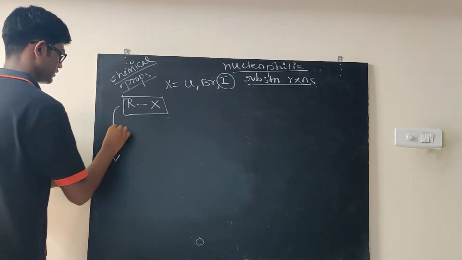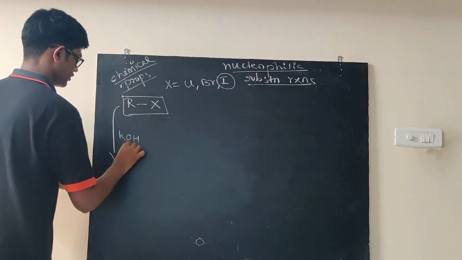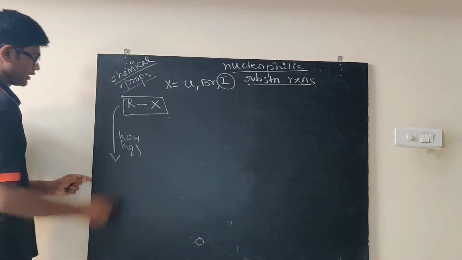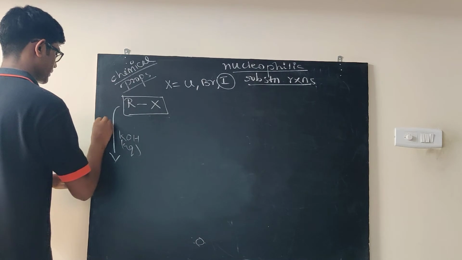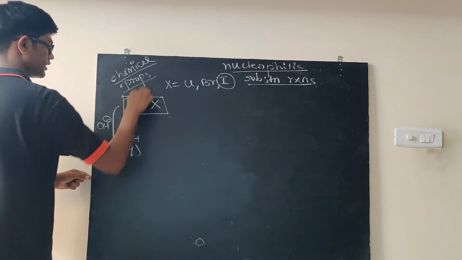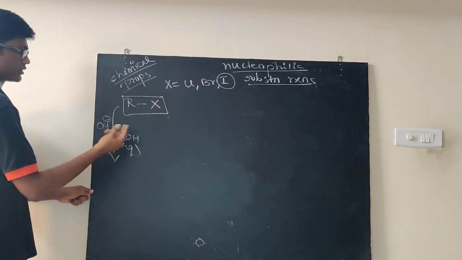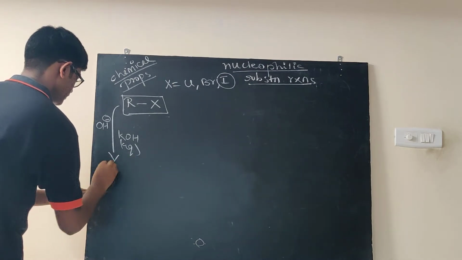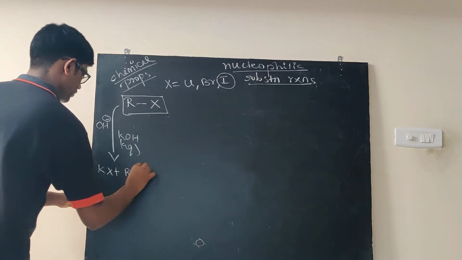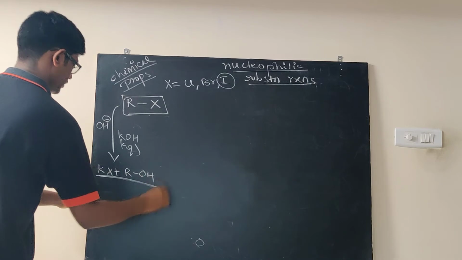So first reaction, KOH, aqueous. Who's a nucleophile? KOH in water gives me OH minus, right? So OH minus is a nucleophile. What does he want to do? Attack, X minus goes away, there's a K plus in solution. So you get KX plus ROH. Okay, so that's the first one.